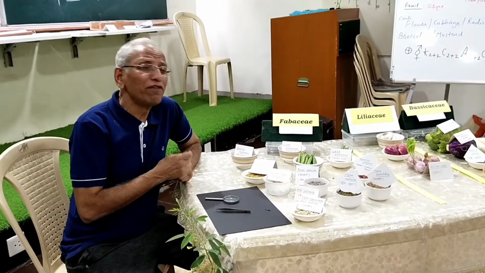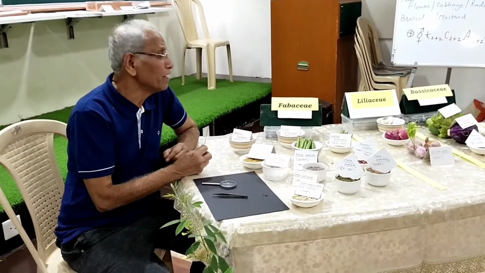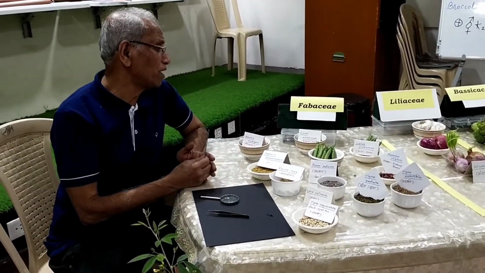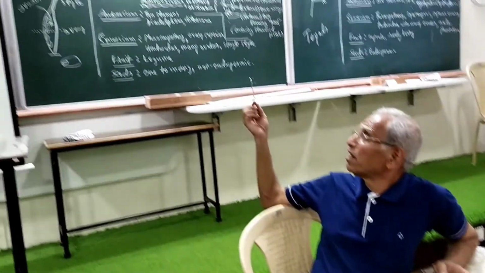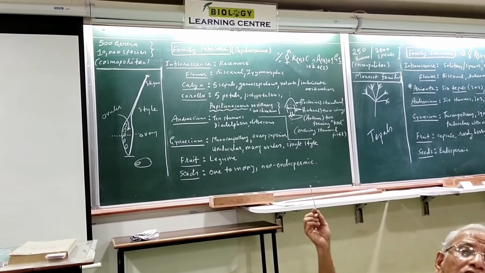All the best. We are now going for the next family, Fabaceae. Let's begin with some of the samples for the Fabaceae family. Originally it was being called Papilionaceae. It is one of the interesting families. It's a huge family. You can see 500 genera and 10,000 species.